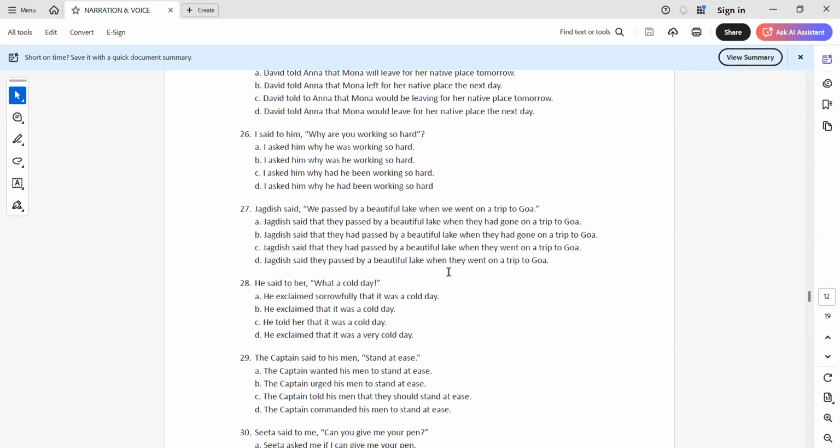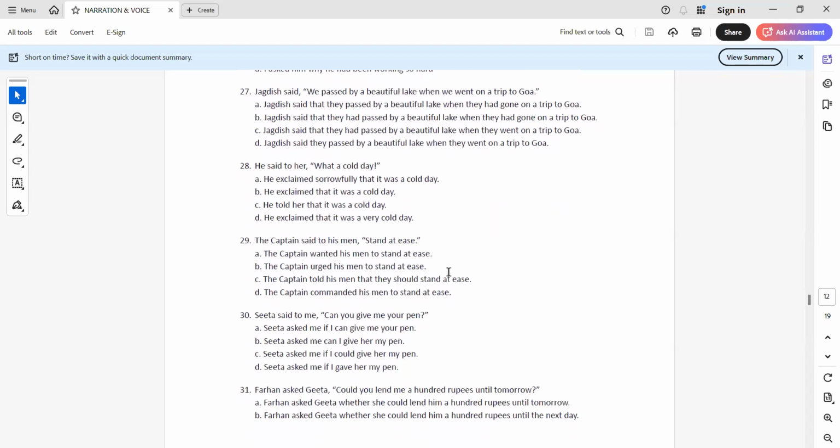True. So we can add the option "may"; we should add them. He exclaimed to her that it was a cold day. Correct. Make the changes in option D. No, option B. Yeah, B1.